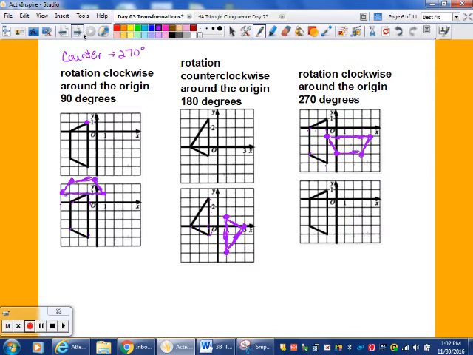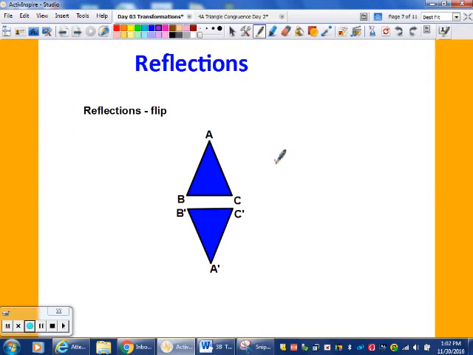Okay. So let's move on from rotations to reflections. Reflections are flips. Now, there are 3 types of reflections. You've got over the y-axis. When you flip over the y-axis, you change the sign of the x's, or the x values.